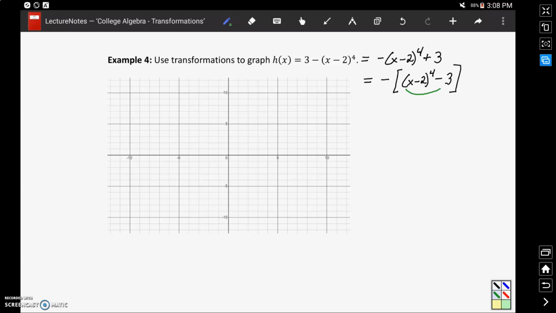So in this case, our function is actually this interior function f of x, and then h of x is going to be the opposite of that interior function f of x, meaning we have a few different things happening here. Since we're taking the opposite of our function, that's going to be a reflection about the x-axis. We're going to be shifting to the right 2, and we're going to be shifting down 3.